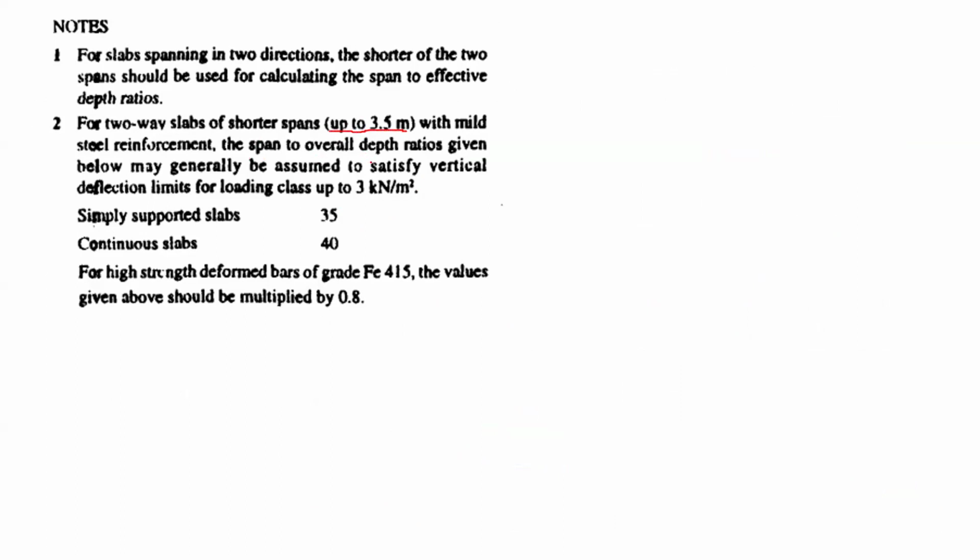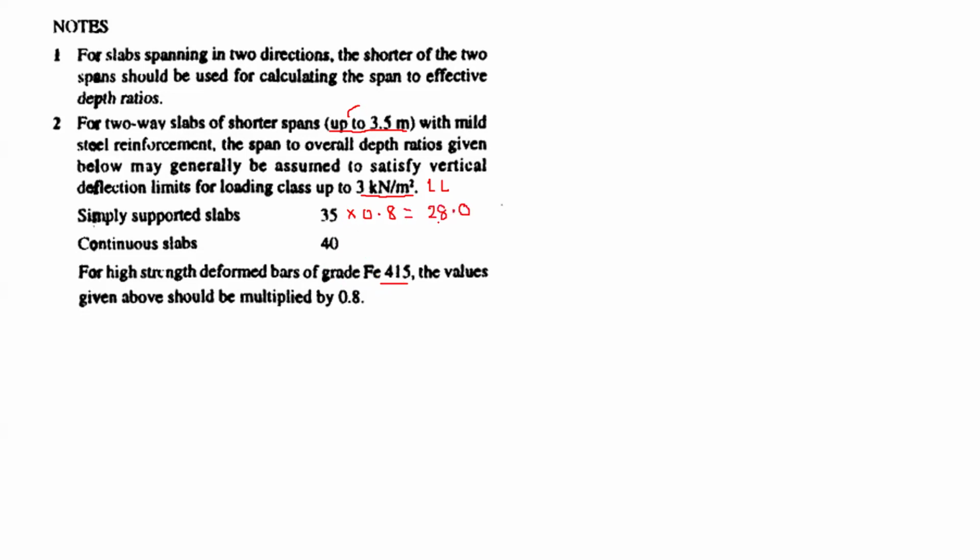Then slab to depth ratios are generally as given below, but we have two restrictions: span up to 3.5 meter and deflection limits for loading class up to 3, that is live load, up to 3. For simply supported we have 35, and for continuous we have 40. We can use this value for Fe 415 and Fe 500, and if multiplied by 0.8, then we are going to get 28.